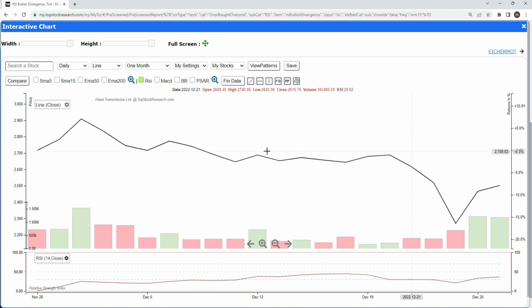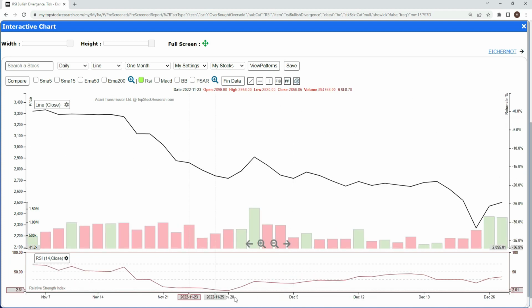So if you see the divergence, the price is low here and there's a higher low out here in the indicator, whereas the price is making a low and the second low is even lower. So this is where the divergence is.